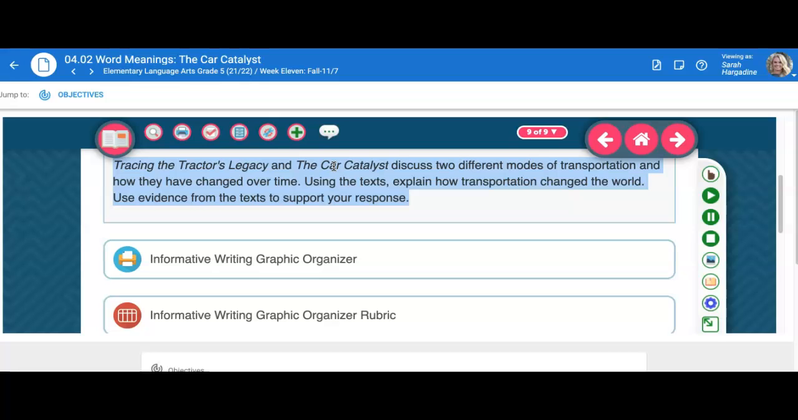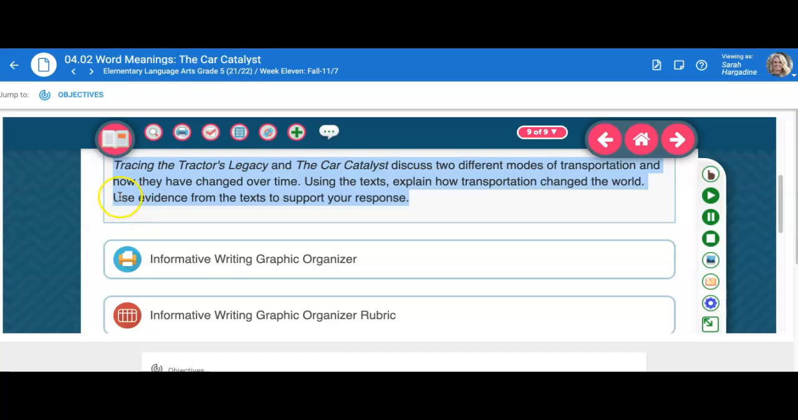So you're going to have a body paragraph on one mode of transportation explaining how it's changed over time and how that's affected the world. Another body paragraph with a different mode of transportation, how it's changed over time and how that affected the world as it changed and developed.